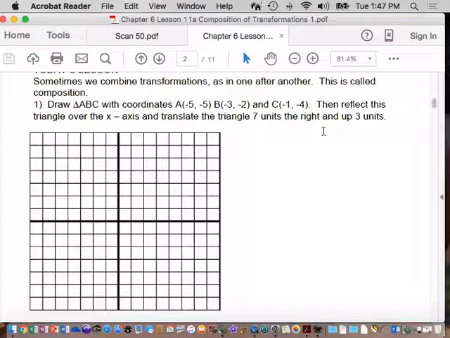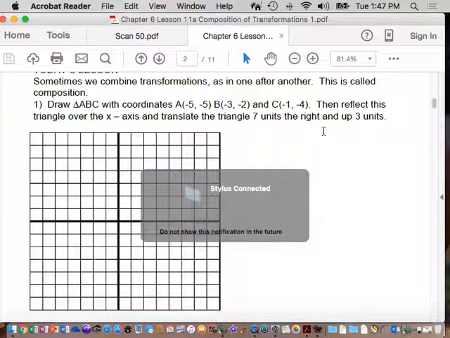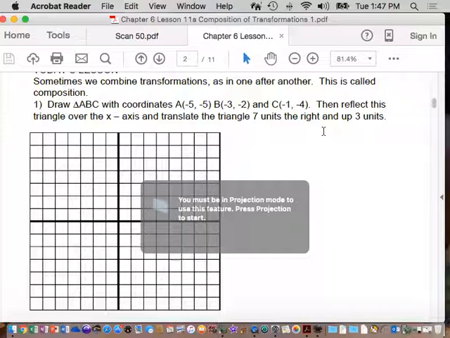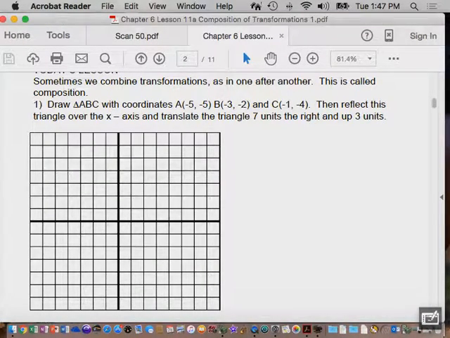Okay, gotta do the board first. Triangle ABC is A at -5, -5. 1, 2, 3, 4, 5. 1, 2, 3, 4, 5. So there's A. B is -3, -2. There's B. And C is -1, -4. There's C. Okay, so the first thing it says is it wants us to reflect over the x-axis.